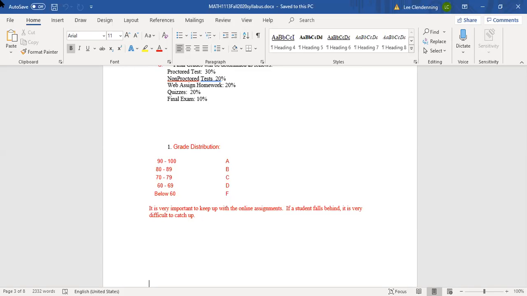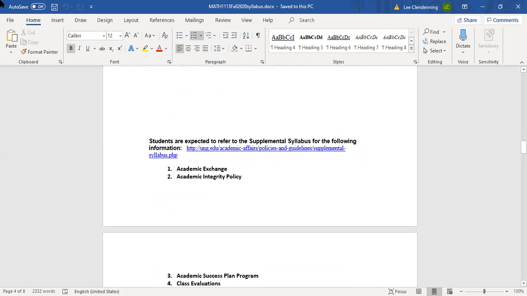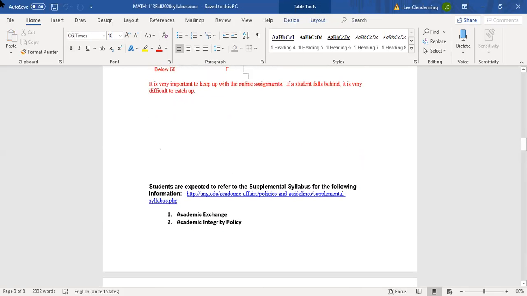If you wind up in the 90s, you get an A, 80s a B, 70s a C, etc. It is very important to keep up with the assignments. If you fall behind, it is very difficult to catch up.